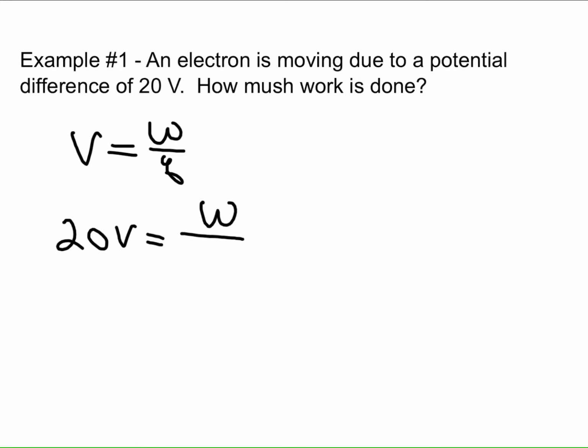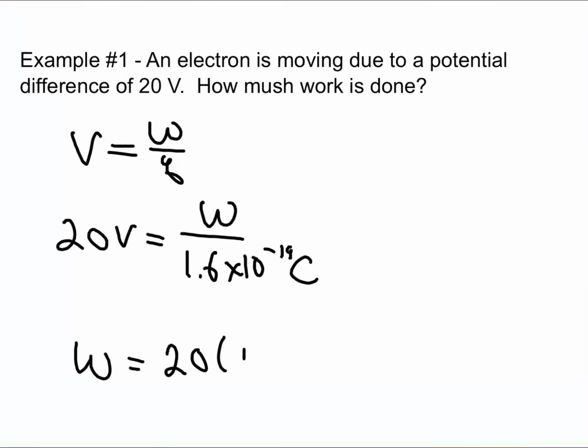They say electron, so they indirectly told us the charge, because remember the charge of an electron is 1e, which is 1.6 times 10 to the negative 19 coulombs of charge. So we do that work by bringing the 1.6 up, multiplying it by the 20. And you get 3.2 times 10 to the negative 18 joules.